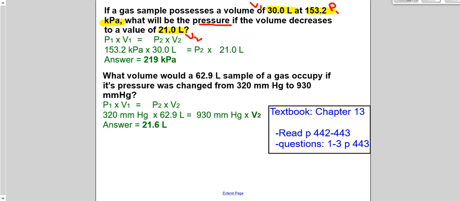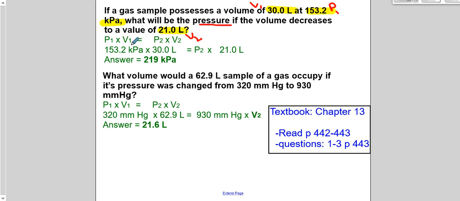That's a big deal. We definitely want to do that because it's going to help us make sure we don't make mistakes. V1 was 30 liters. P2 we don't know. That's the thing we're looking for. And V2 was 21 liters. Well, how do you do the math for this? You multiply the two numbers on one side of the equation together, and divide by what's left. What's left is 21 liters.